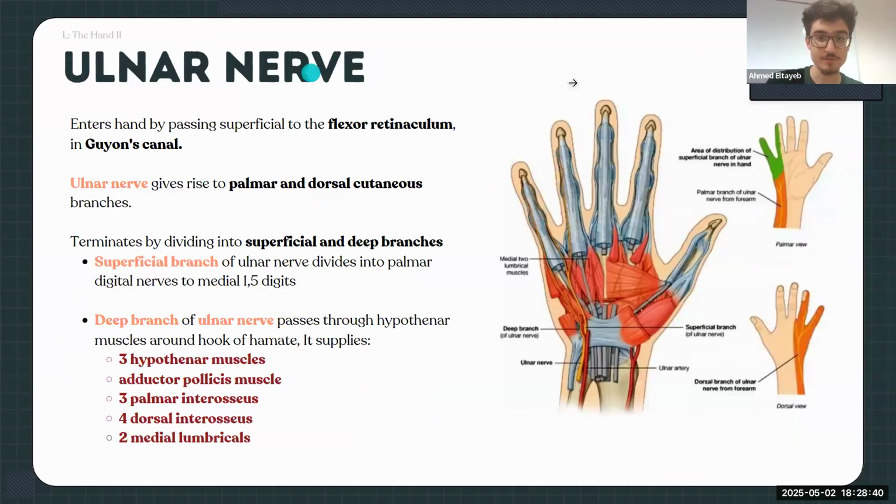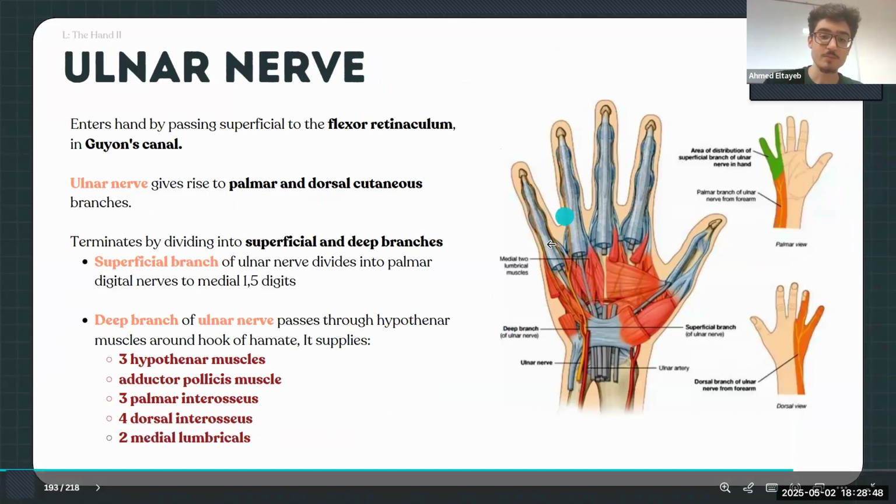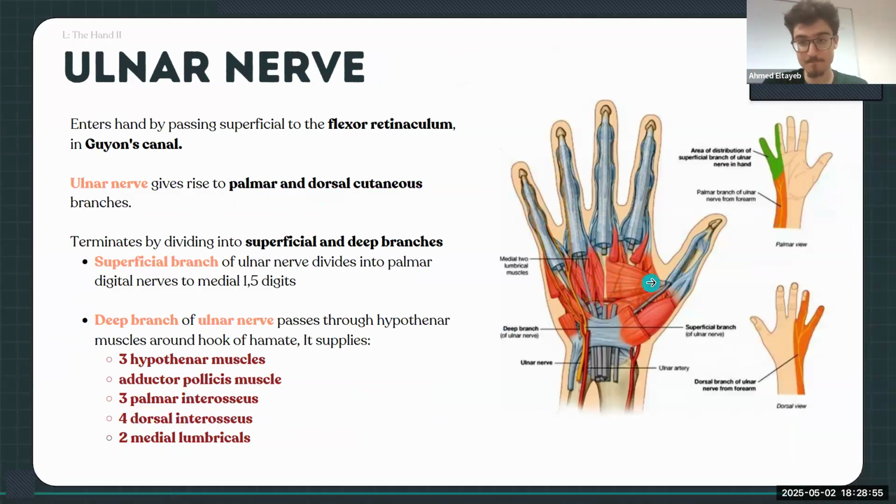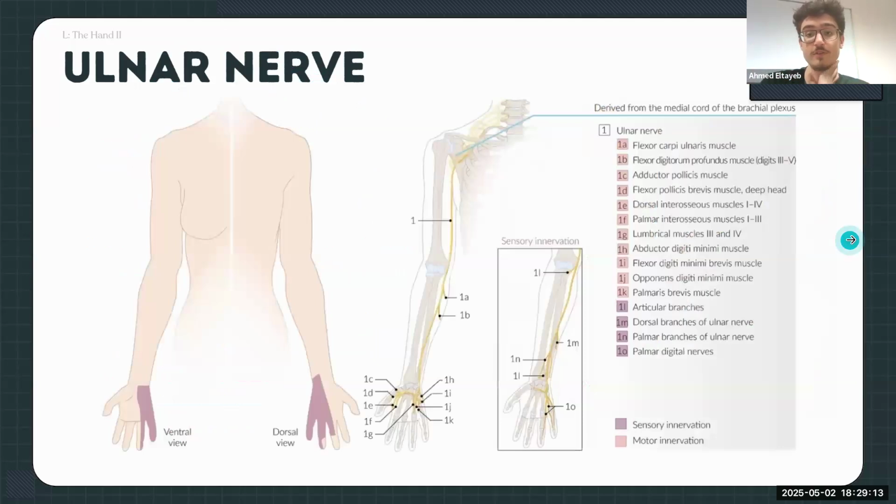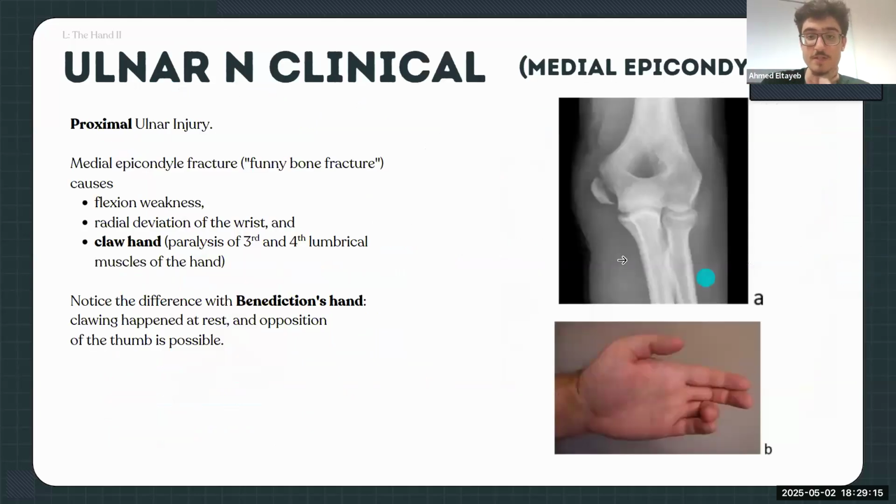Now we're going to talk about the ulnar nerve. The ulnar nerve, we just mentioned what it does. It supplies the hypothenar compartment. It supplies two of the medial lumbricals, the palmar interossei, the four dorsal interossei, and also the adductor pollicis muscle. Okay? And also it has a cutaneous branch, which will supply the medial aspect of the hand. Again, we said that it's accompanied by the ulnar artery and it passes through Guyon's canal, superficial to the flexor retinaculum. Don't forget that, guys. And this is also for your own seeing.